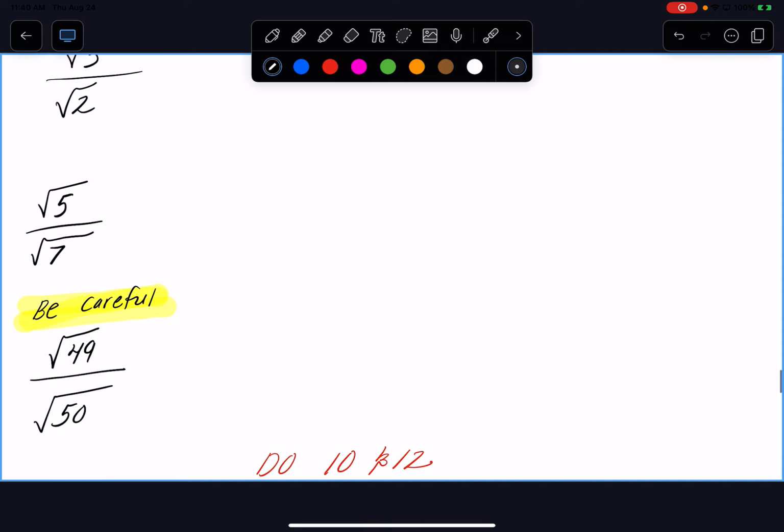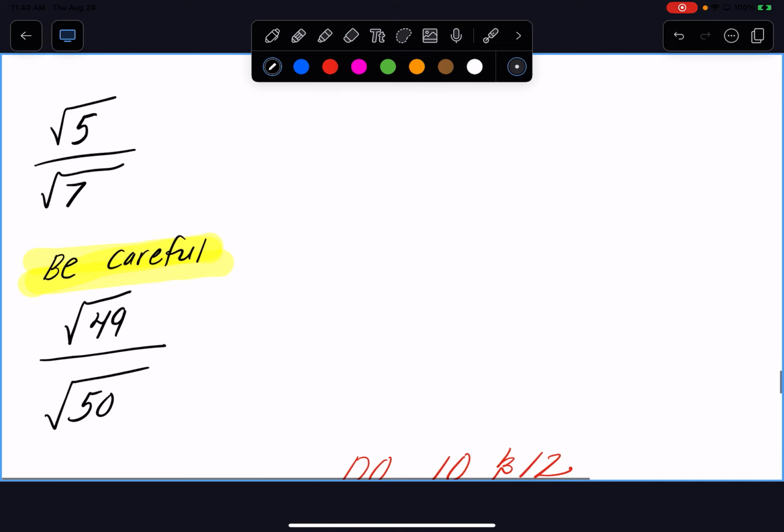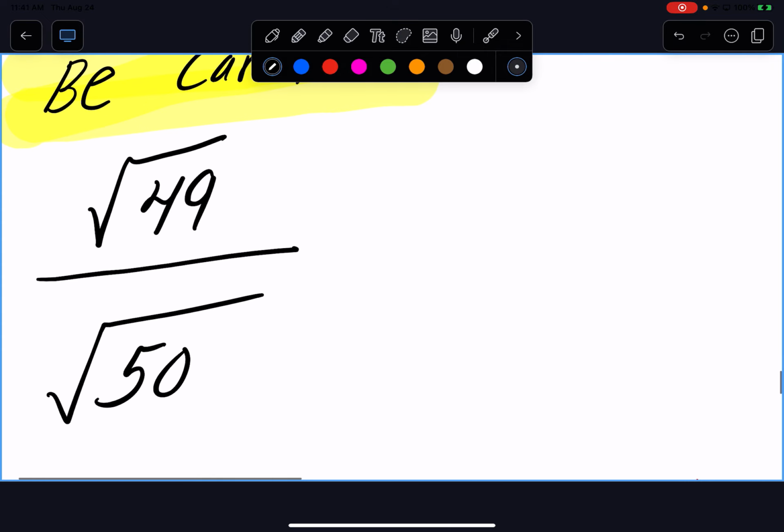Okay, practice again. Can we do this one right here? Yes. Write it down, write it down. Focus. Okay, focus, focus. Here we go.